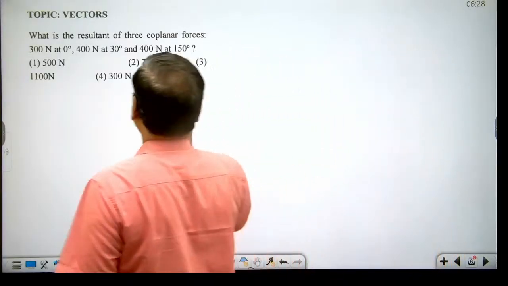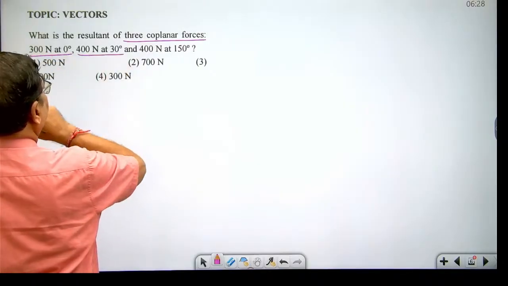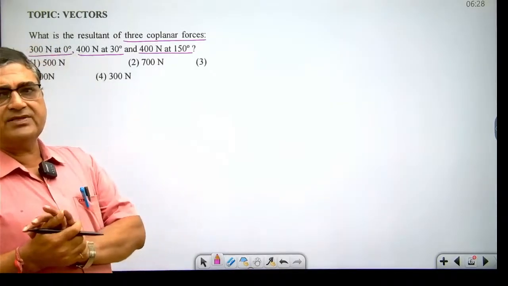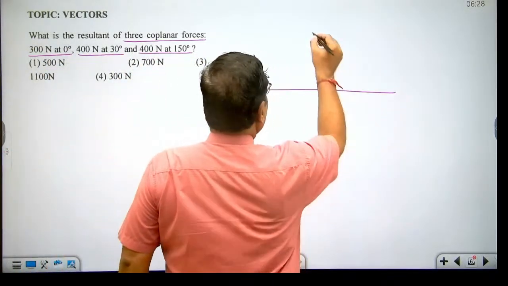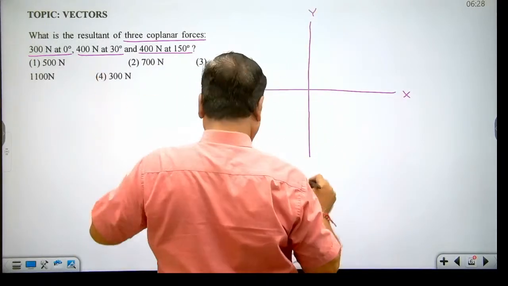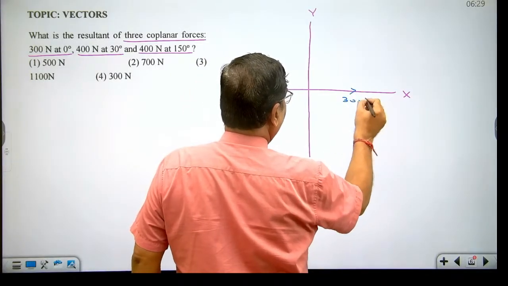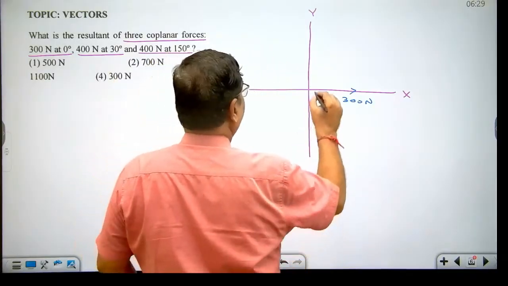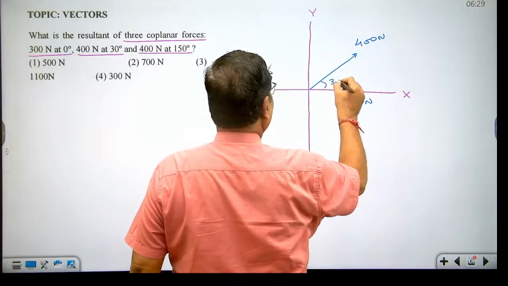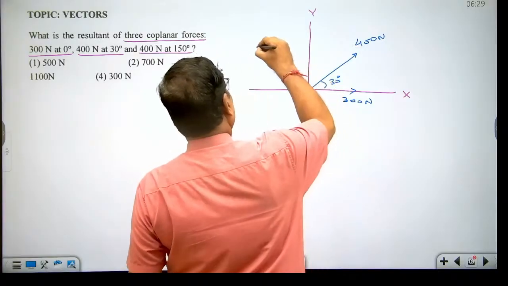What is the resultant of three coplanar forces? Coplanar means in the same plane. 300 Newton at 0 degree, 400 Newton at 30 degree and 400 Newton at 150 degree. In trigonometry, first you should know angles are measured in the anti-clockwise direction. So let's see. This is our diagram. This is x direction and this is y direction. 300 Newton at 0 degree. This is 300 Newton. And 400 Newton at 30 degree. This is 400 Newton. This is at 30 degree. And now 400 Newton at 150 degree. This is 90 and this is 60.